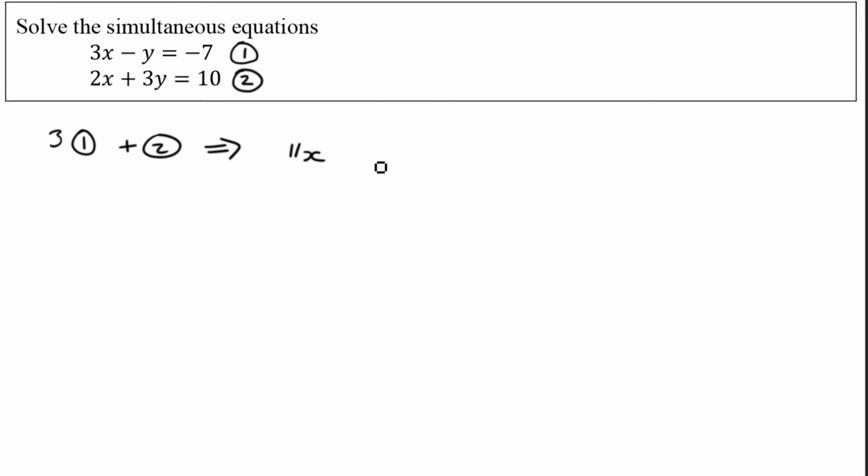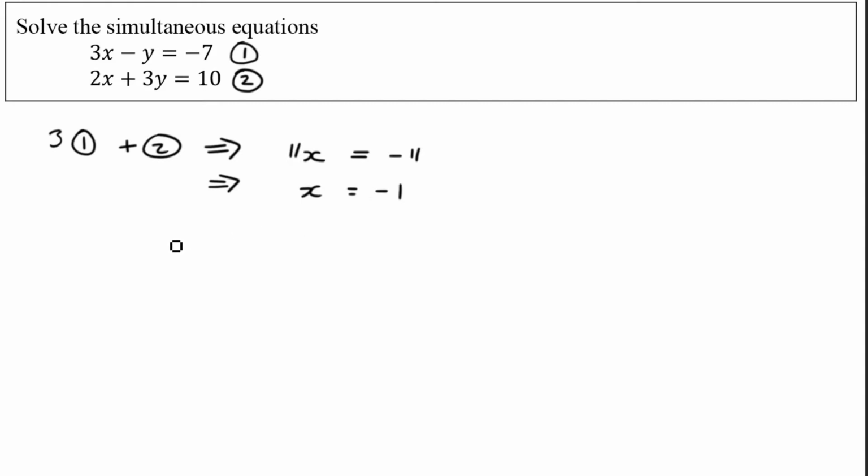It would give us negative 3y from the first equation and 3y from the second equation, so no y's at all. And negative 21, because that's 3 lots of negative 7 from the first equation, and 10 from the second equation, which added together give us negative 11. And then we can see, as before, that x is negative 1.